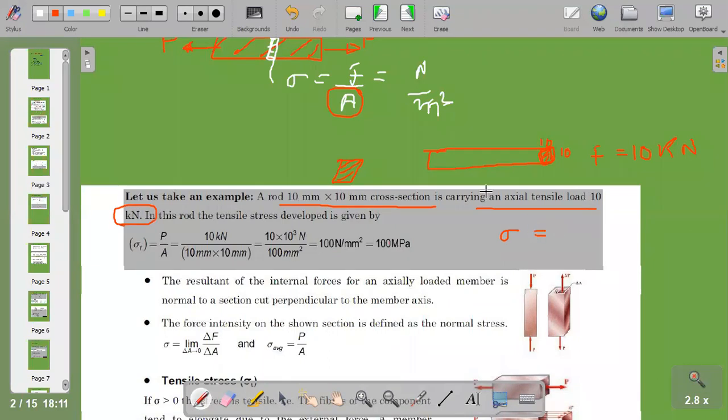So how you will find the stress here? Sir, P upon A. So P is given 10 kilonewton, means 10 into 10 to the power 3 Newton. And what is the area here? Cross sectional area, 10 mm into 10 mm, 10 by 10, 100 mm square. It should be in millimeter square. Try to do in meter square for the SI unit.